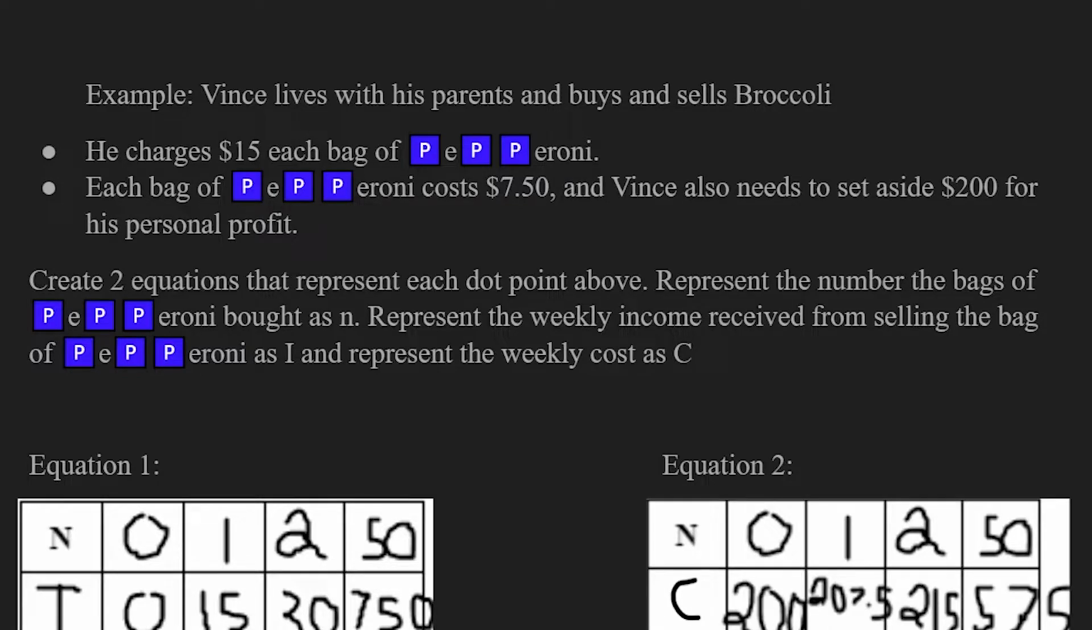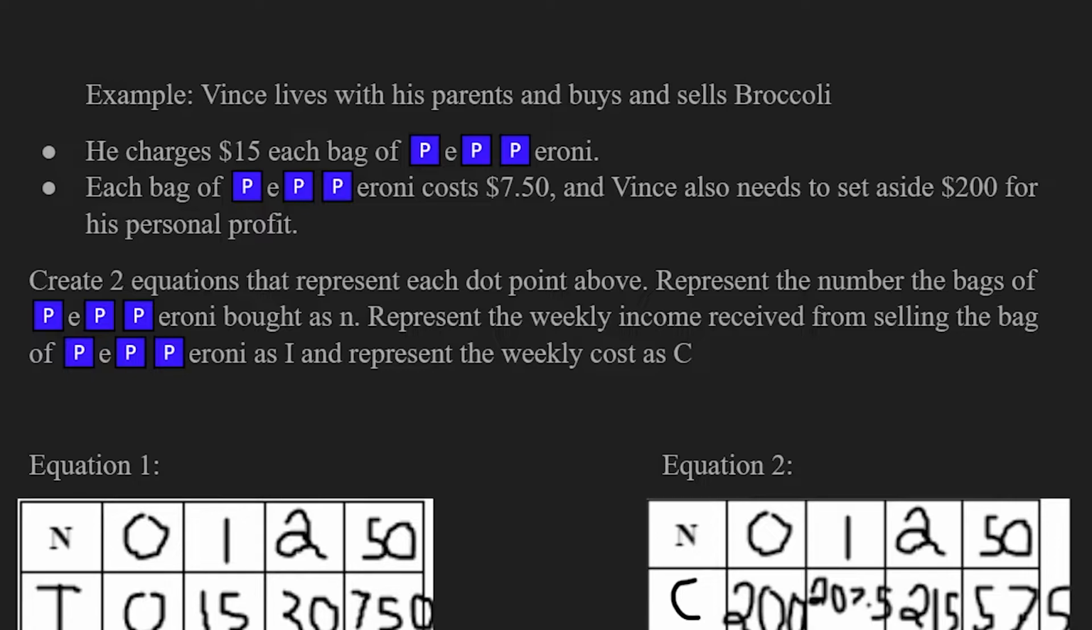Now, if I sell 50 bags at a price of $15 each, I will make $750. Let's look at equation 2, which deals with costs. I pay $7.50 for each bag that is purchased. Even if I decide not to purchase any, I still need to set aside $200 for profit. We'll start there, so our expenses are $200. Even if I only buy one bag, the cost is only $7.50, but I still need to include the $200 in costs.